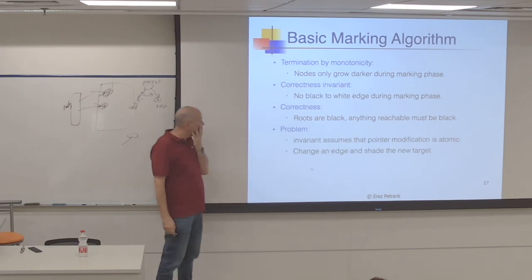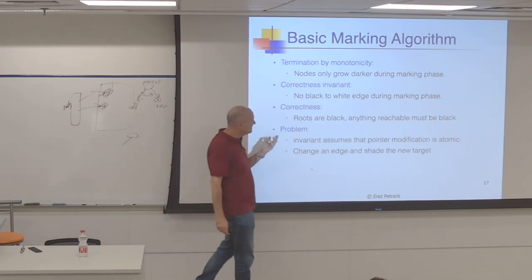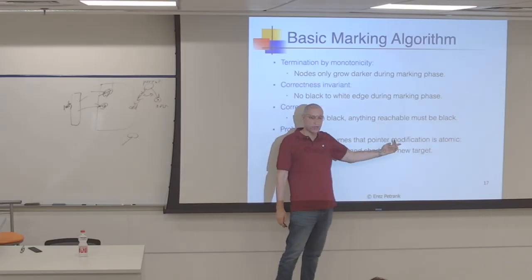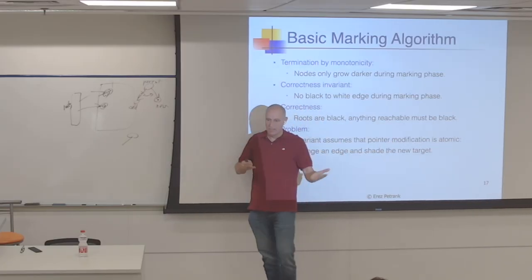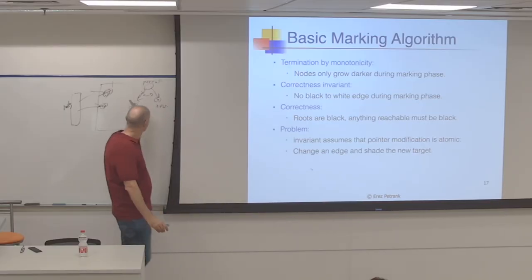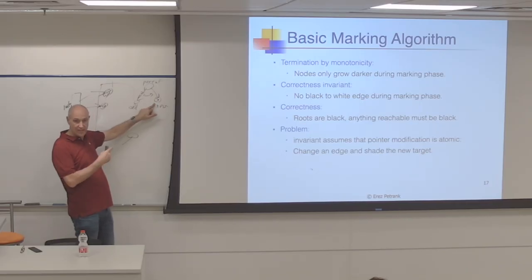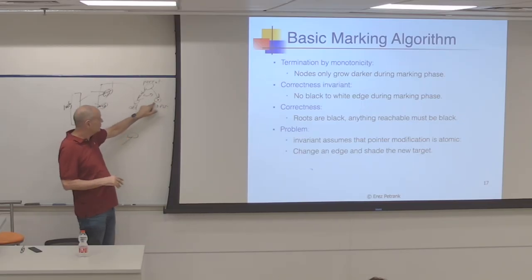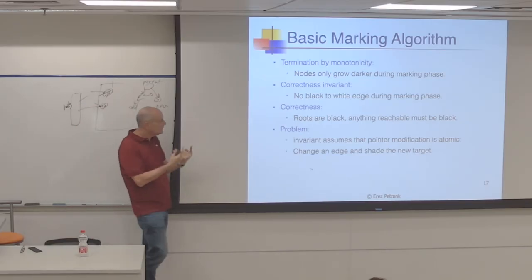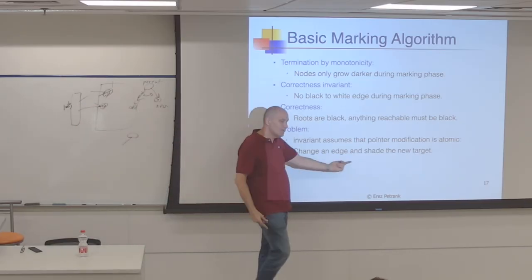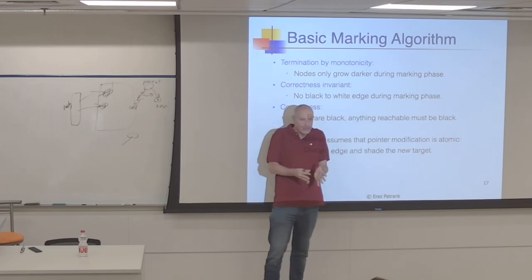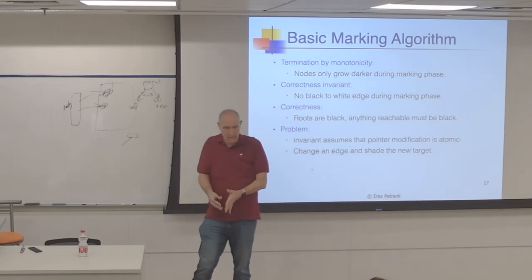This would be nice. The problem is that we assume that the pointer modifications are atomic. Everything is atomic. Like I change this edge and mark this gray in an instant, which is not correct. I actually do it in two different actions. I change the node and then I shade it. I could do it in a different way. I could first shade and then change, but it's two operations. It's not atomic. It doesn't happen together as one thing.